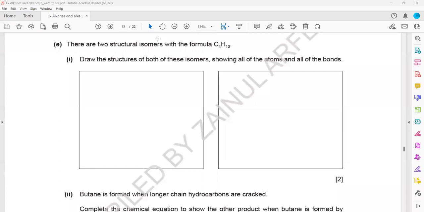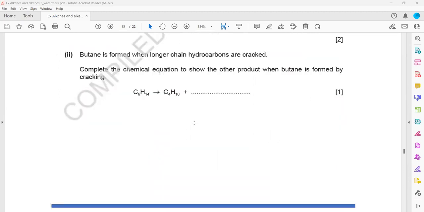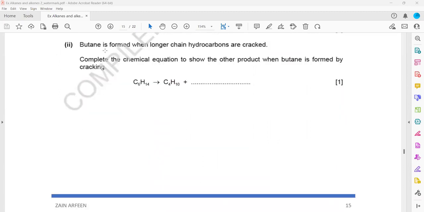Then there are 2 structural isomers of C4H10. It's the same thing we did before: 2-methylpropane and butane. No need to draw again, we did it just in the previous question. You draw 4 carbon atoms in a straight chain, and then 3 in a straight chain and 1 as a branch, and then put hydrogen according to the number of bonds available. Then butane is formed when longer chain carbons are cracked. Complete the equation for this.